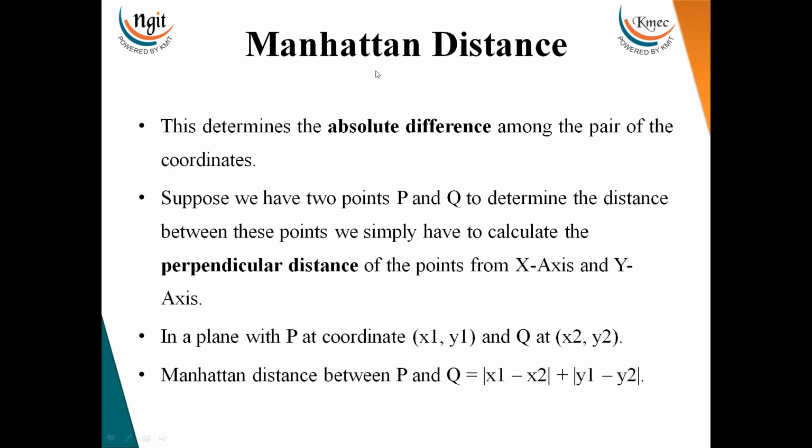The next one is Manhattan distance. If you want to find the absolute difference between the data points or coordinates, we will use the absolute difference, or we can say Manhattan distance. Here in a plane we have two points: coordinate x1, y1, represented by p, and at q we have coordinates x2 and y2. I want to find the Manhattan distance between these two, or the absolute difference between these two. We use this formula: magnitude of x1 minus x2 plus magnitude of y1 minus y2. This is my Manhattan distance formula.